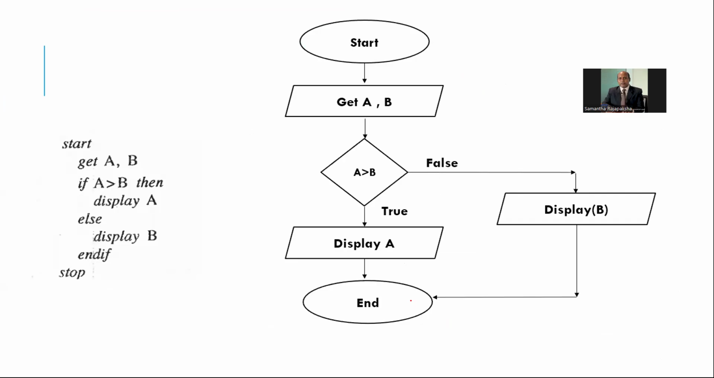This is actually one of the past paper questions. They gave this one and asked to draw the flow chart. I think it's very easy. Start, get the inputs A and B, and check the condition A greater than B. If the condition is true, display A. If the condition is false, display B, and then end or stop. So this is an example of one of the past paper questions.